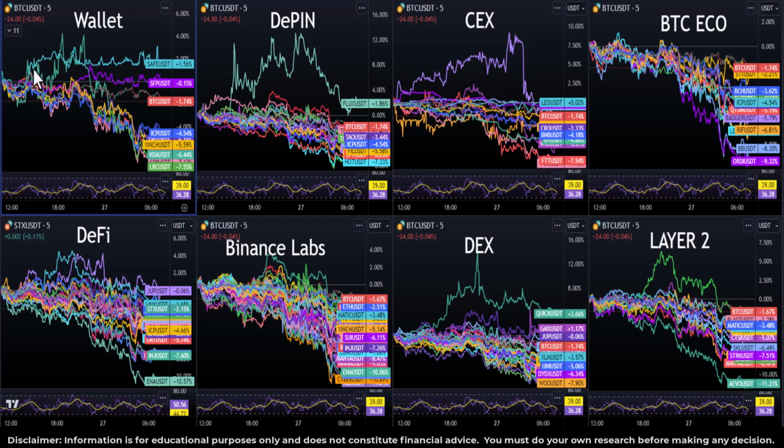Checking out the wallets, Safe is not doing too badly. SafePal, pretty good as well. And looking at DeFi, that's all coming down. Binance Labs coming down. DePIN coming down. Centralized exchanges and decentralized exchanges are coming down. But Quick is showing a bit of variation. Pretty cool. The Bitcoin ecosystem is coming down and Layer 2 coming down.